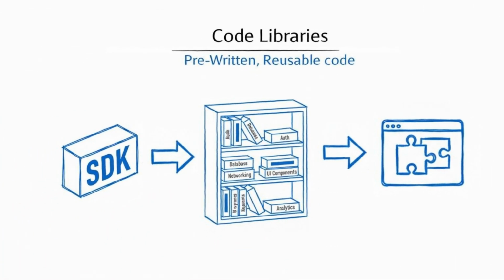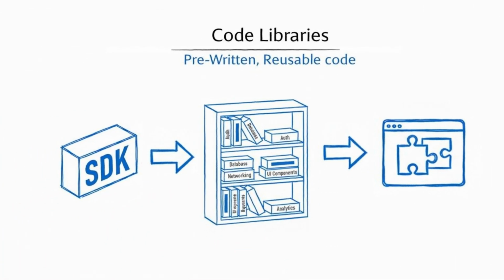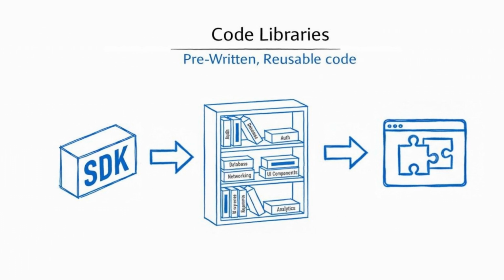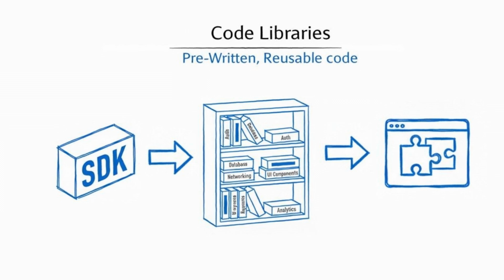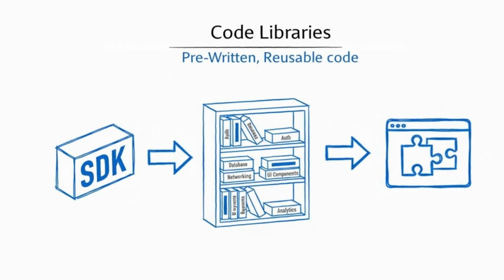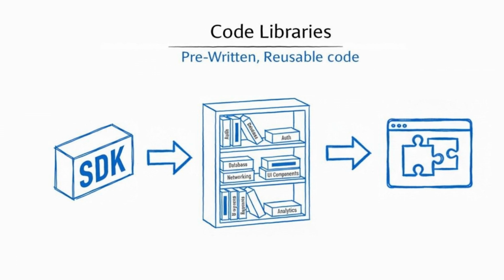Code libraries. These are chunks of pre-written code for common tasks. If a developer wants a face filter for their camera app, they don't need to be a math genius. They just plug in the library from an SDK, and it's done.